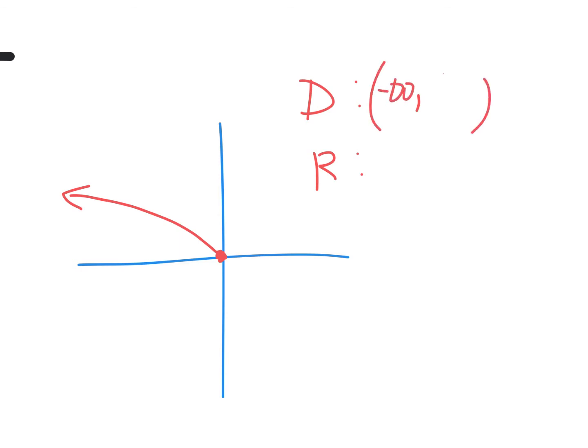You're right on that. It goes all the way to negative infinity on the left side. How about on the right side? Perfect. Then the range. This is row 1, last person.